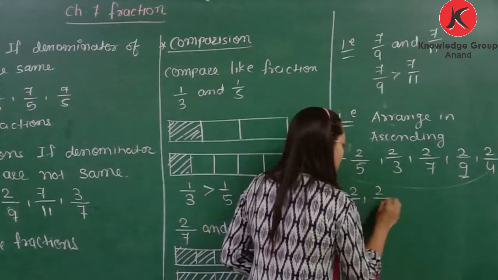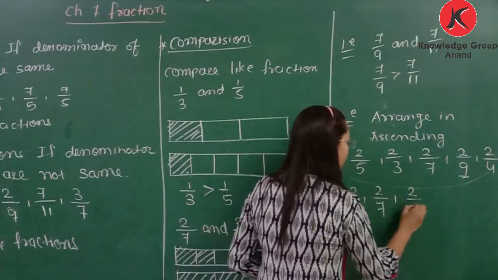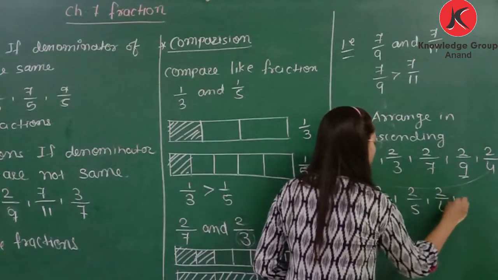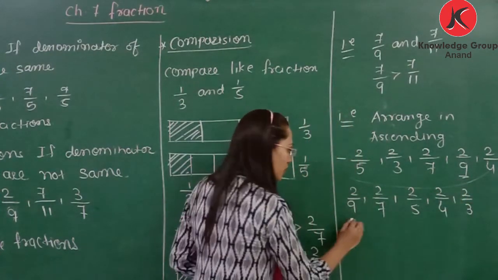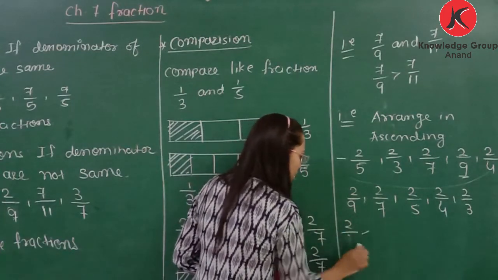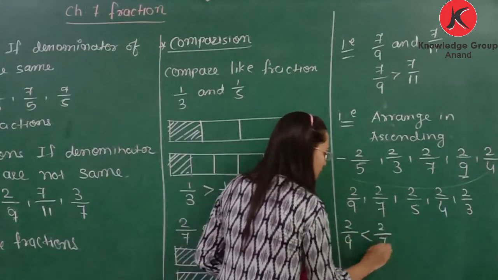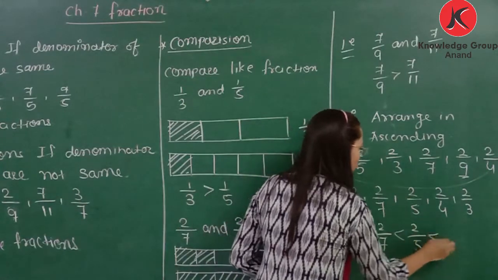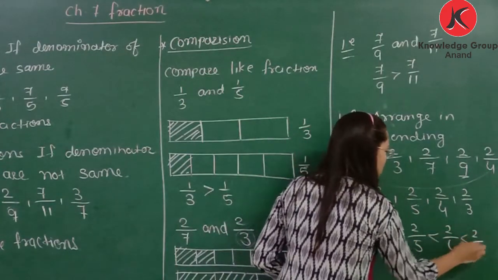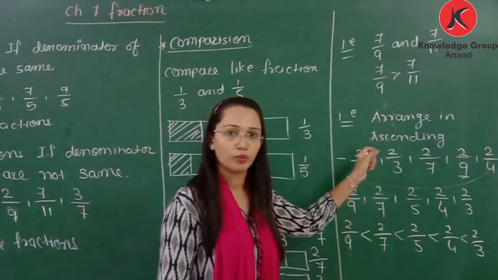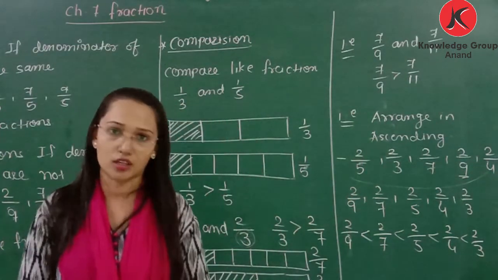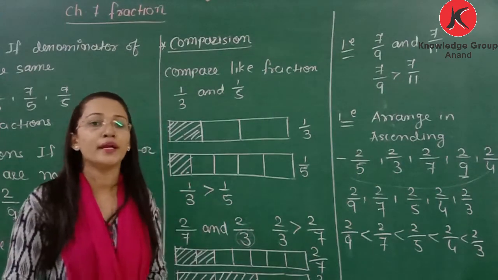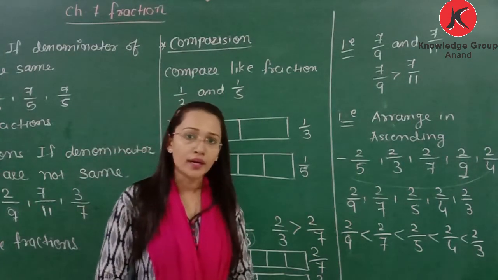After that 2 by 7, after that 2 by 5, then 2 by 4, then 2 by 3. So if you want to write the sign between them, there will be the less than sign. So 2 by 3 is the largest one in this group. What you need to remember: whenever there is a comparison of fractions in which the numerator is the same, the smaller denominator becomes greater.